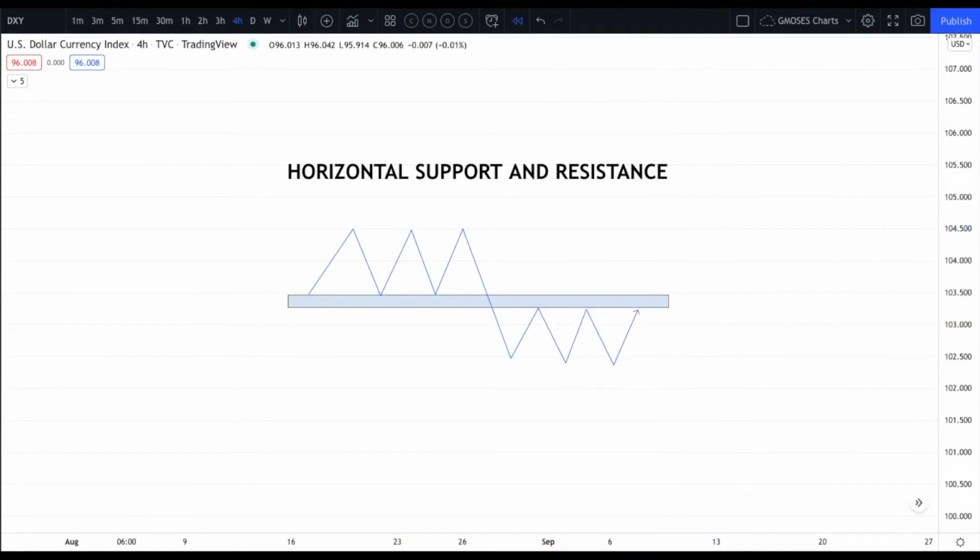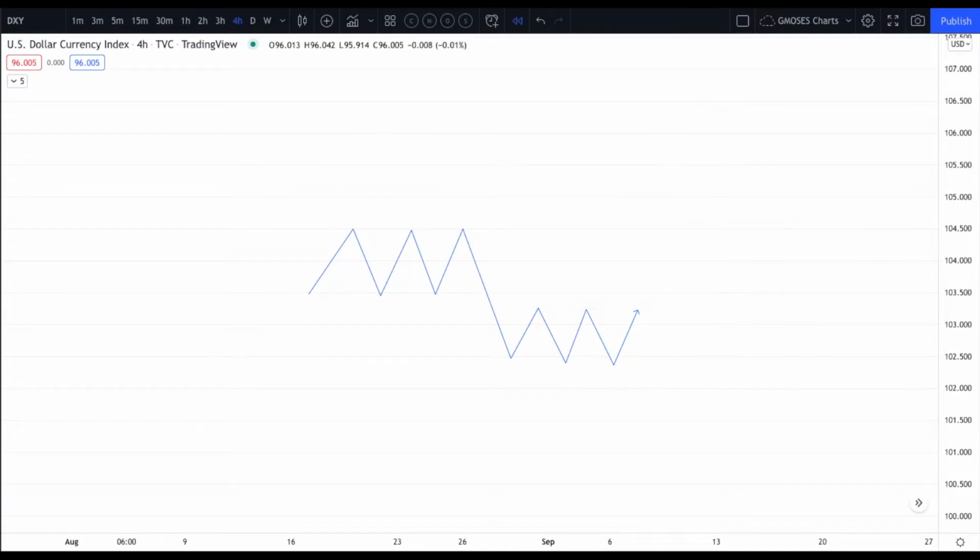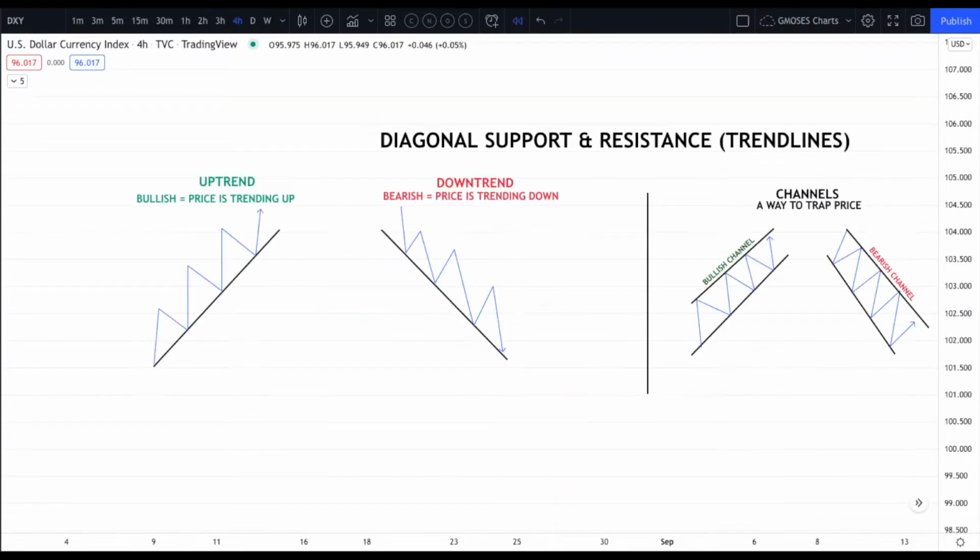Okay? So now let's look at the other form of support and resistance, which is known as diagonal support and resistance, or also known as trend lines. Now, one thing you need to understand when talking about diagonal support and resistance, we're dealing with two different markets. We're dealing with an uptrend, which is considered bullish, or price is trending up, as you can see, and also a downtrend, which is considered bearish when price is trending down.